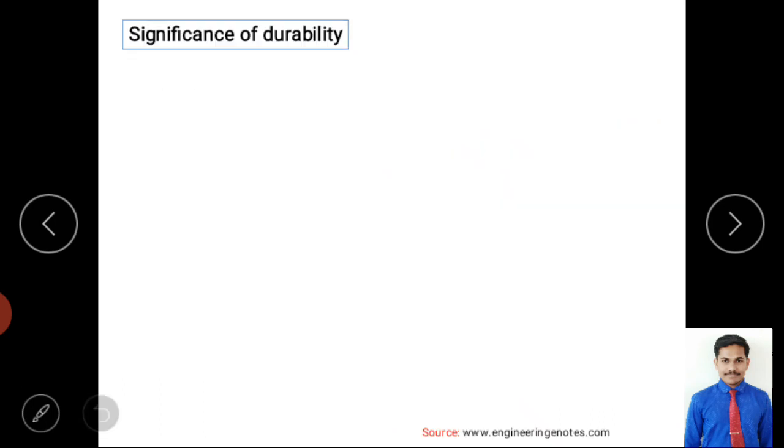So why is durability taking more importance? Why do we have to give more importance to durability? We have to take durability into consideration. So we will see it one by one with points, right? First point is that much money is spent on repair work and maintenance of concrete structures. So we are spending more investment, more money on repair works.